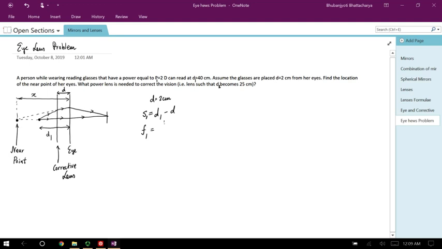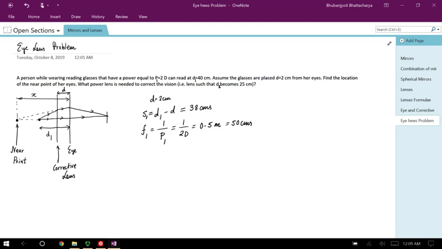f1 is equal to 1 over p1, which is equal to 1 over 2 diopters, which is equal to 0.5 meter, which is also equal to 50 centimeters. So that's our focal length of the lens. And s1 is d1 minus d. We know d1 is 40 centimeters minus d, that is 38. d is 2 centimeters, so this is 38 centimeters. Okay, so that's the idea. And now we are expected to find x.